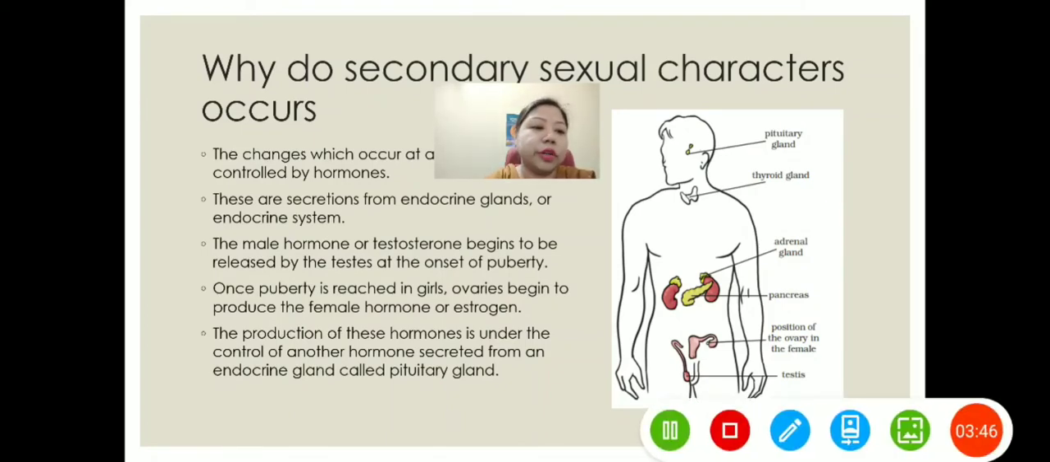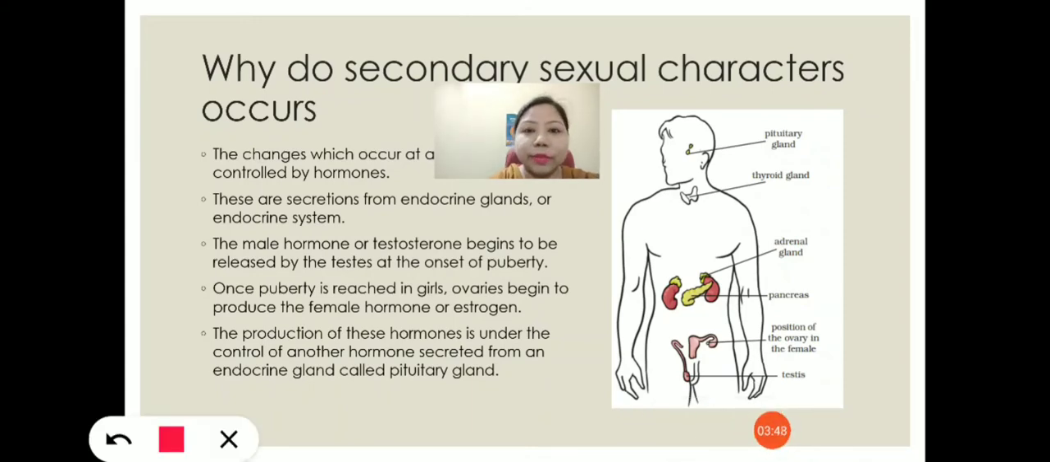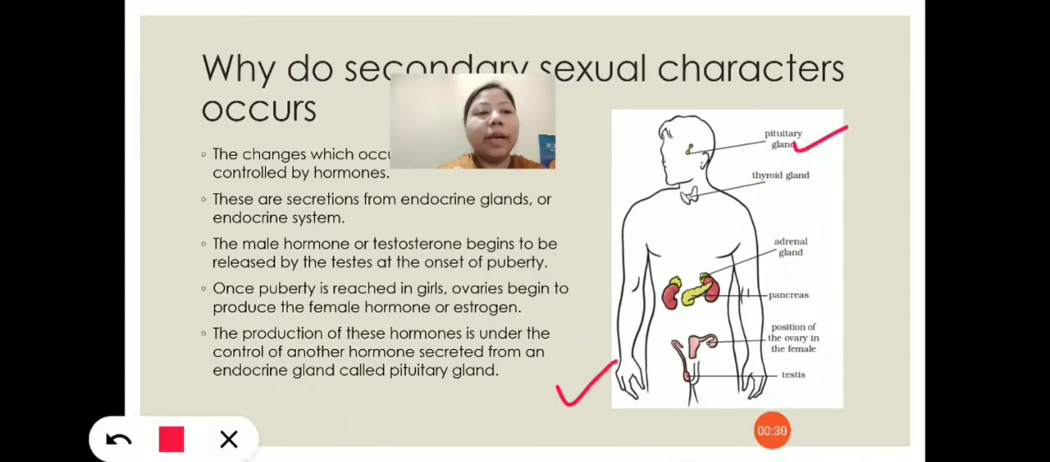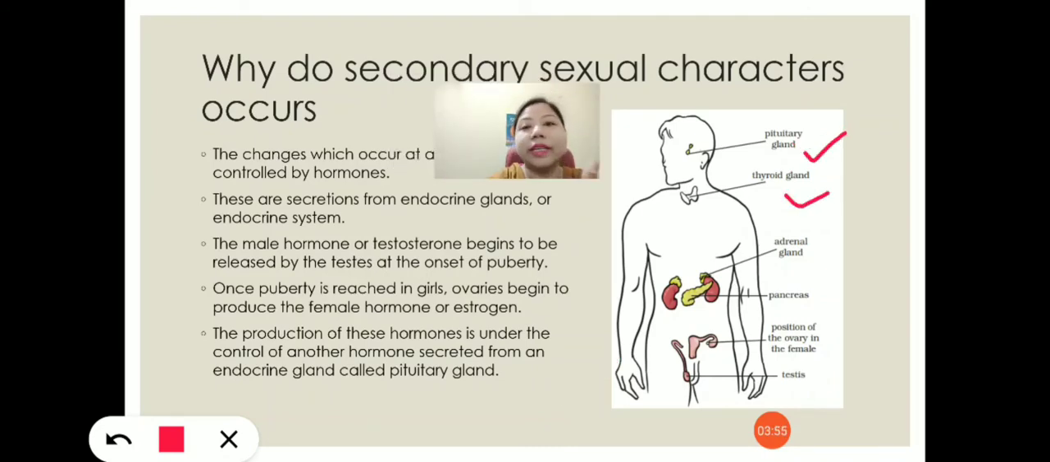So here is a picture of the endocrine system of human. Pituitary gland is located in the brain, and thyroid gland in the throat, adrenal gland, pancreas. These are all different types of glands which are present in the human body, and they produce different types of hormones. And basically the sex hormones are produced by ovary in female and testes in male. So this is why secondary sexual characters occur.